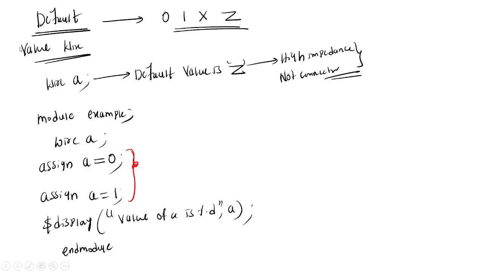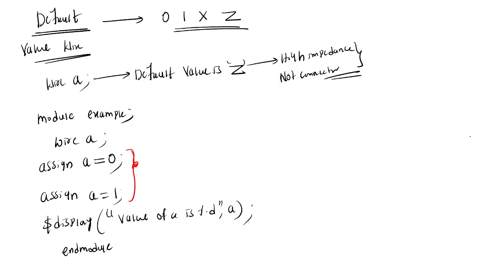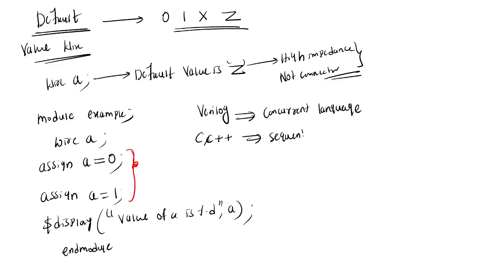In the first class, I told you Verilog is a concurrent language. That is the difference between a high level language and this HDL: Verilog is a concurrent language, whereas C++ is a sequential language. In C or C++, every instruction is executed sequentially. Here, both instructions will be executed in parallel.